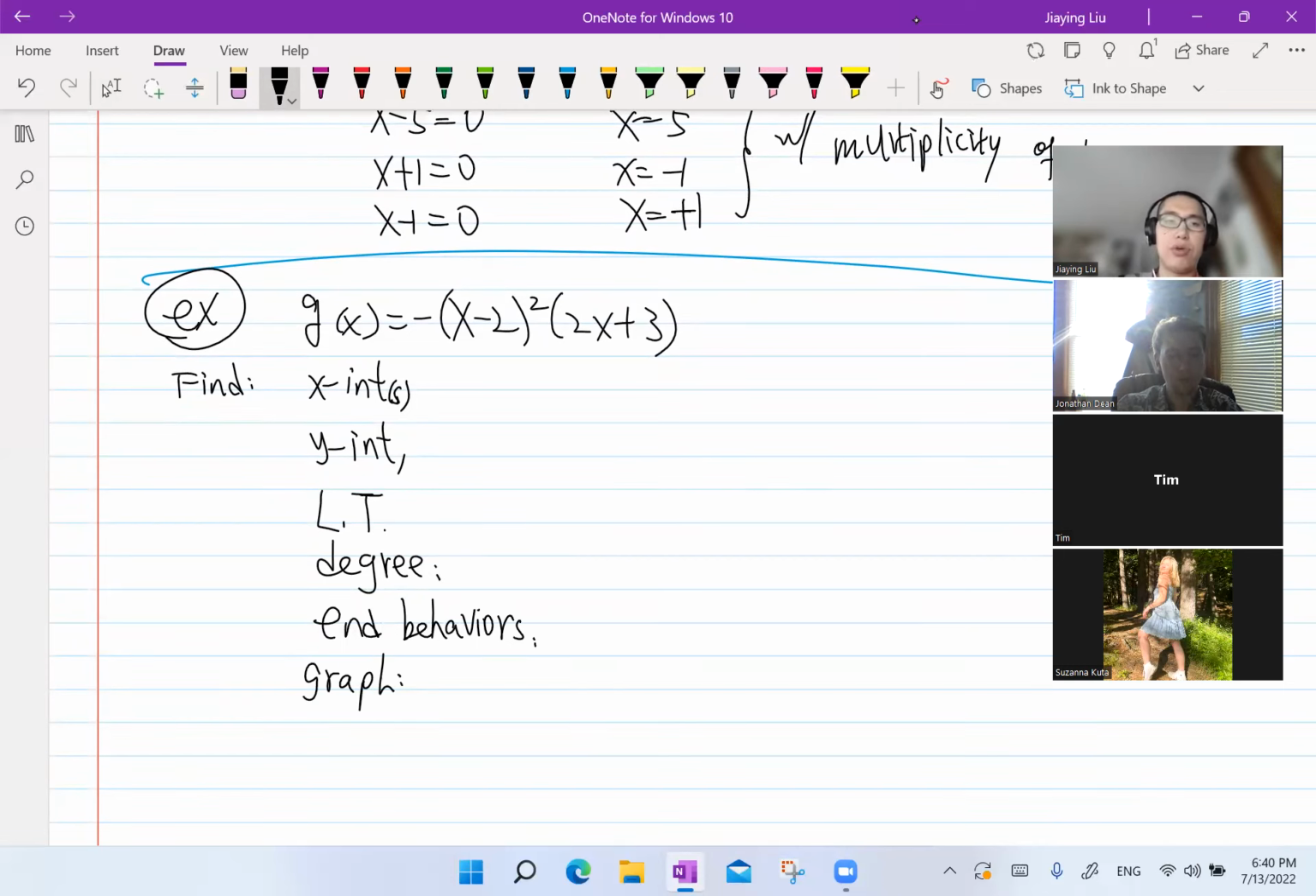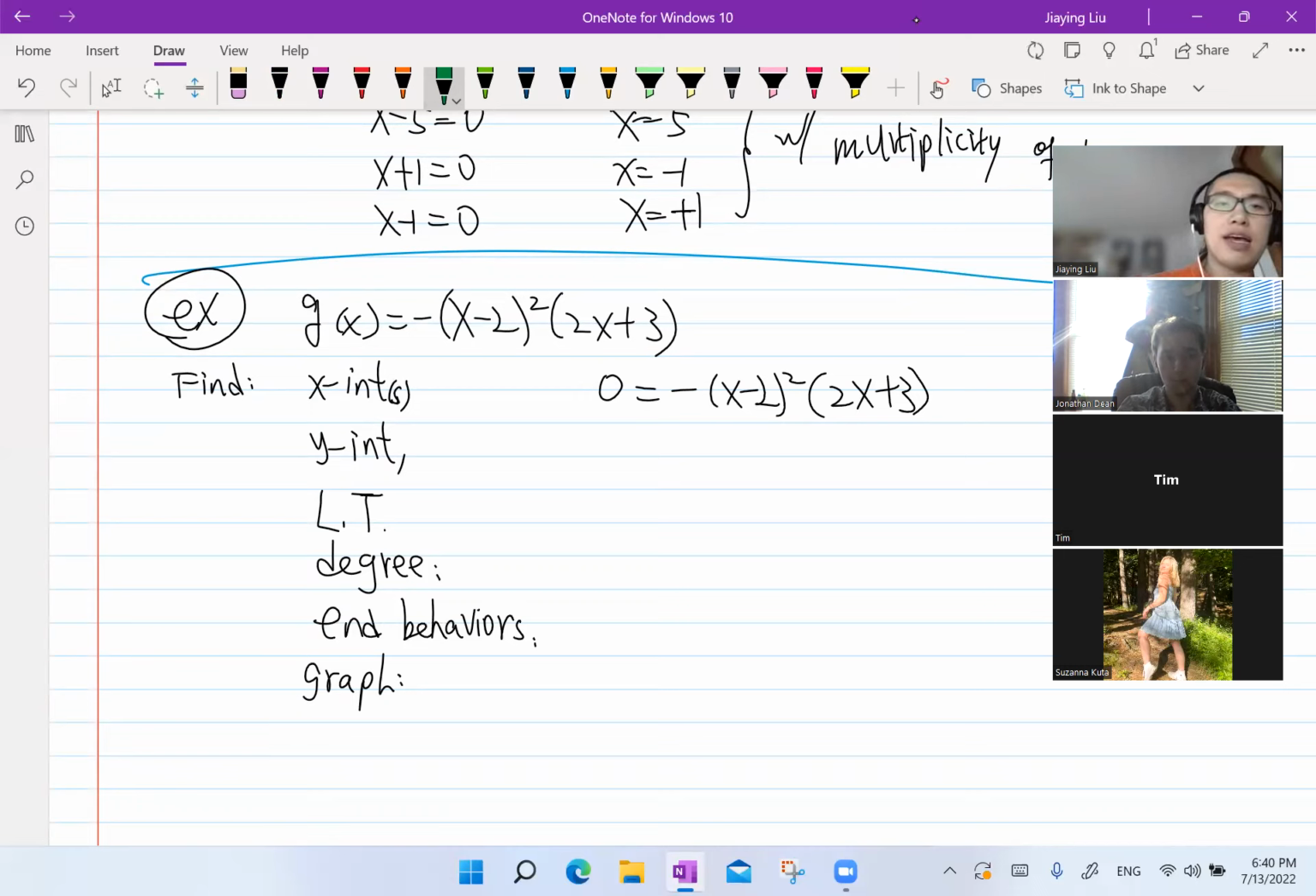All right, so let's just do it one at a time. To find the x-intercept, again, I'm just going to set the function equal to 0. It's already factored, so I don't have to do too much. So I get 0 equals negative (x minus 2) squared (2x plus 3). Actually, on second thought, I might change the question. I'm going to change the question slightly to reflect a common mistake students make.